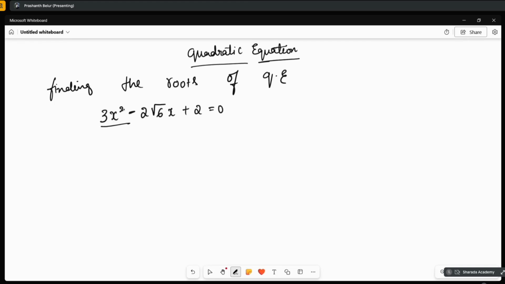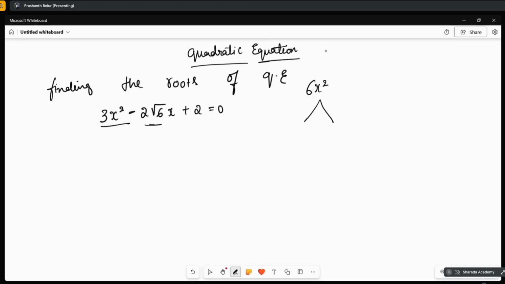To factorize by middle term splitting, first I have to multiply the x square term and the constant. So what will you get? 3x square into 2 is 6x square. Now I have to split this 6x square so that I get 2 root 6. Root 6 is there, so 2 root 6 I have to get.